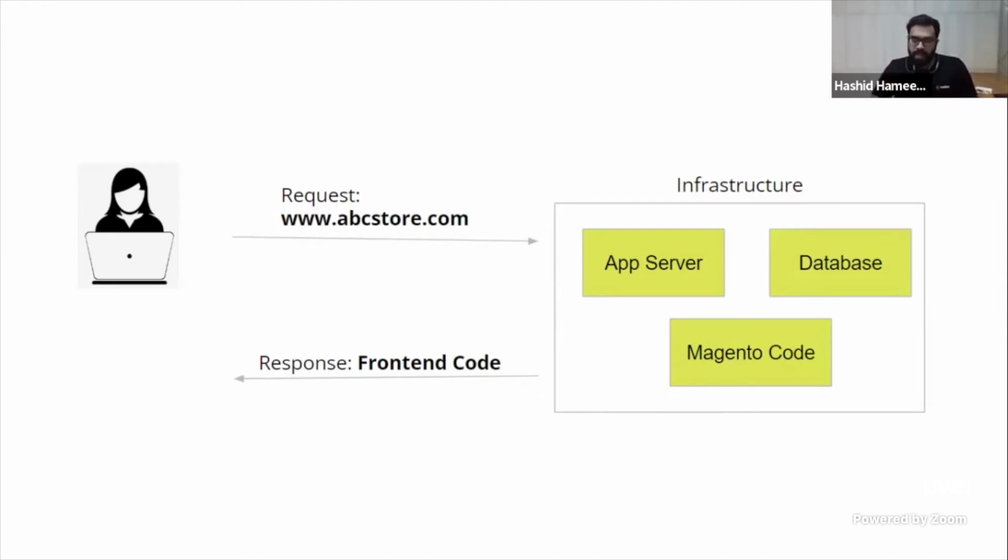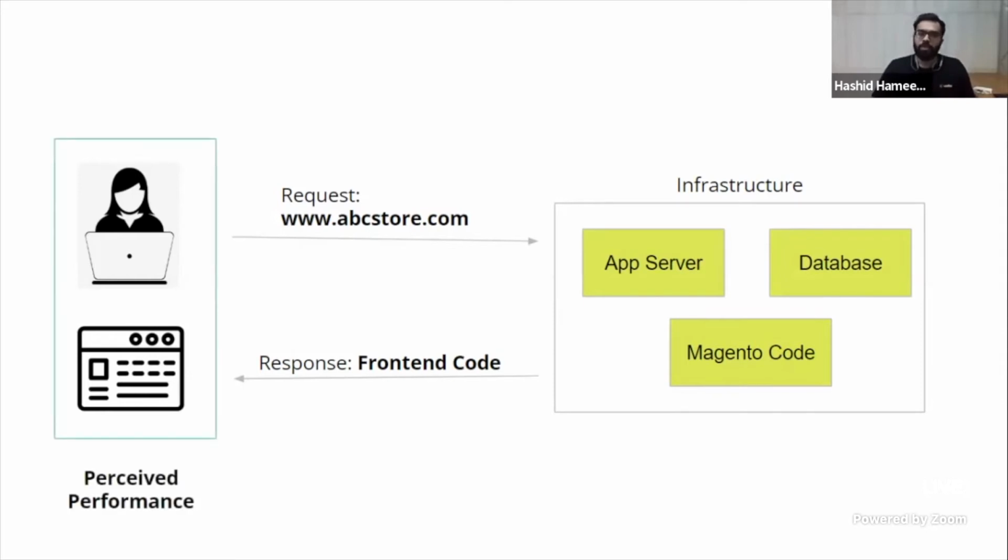All right. Now that front-end code comes to the browser. Now the browser also has to do a lot of processing to show this front-end code to the user in a proper way, right? So now a full circle is complete if you hit any page. Now the user does not care about what is really happening in the background. For the user, the moment he hits the URL, what comes in front of his browser, how fast it comes and how smooth it loads, that is called perceived performance.